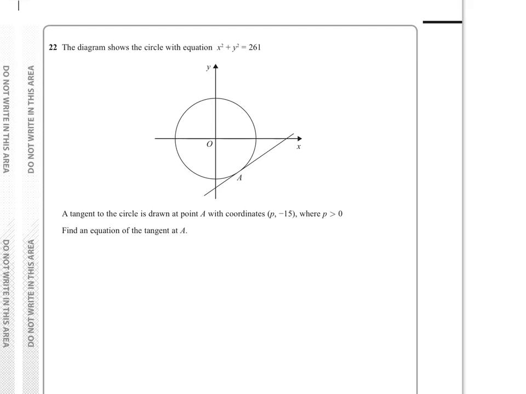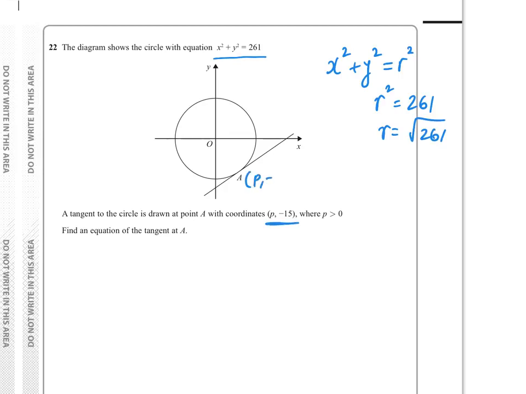Quite a difficult question, I think. There's going to be quite a few steps involved just by looking at it. We're given the formula for a circle. Now, one that's centered at the origin is x squared plus y squared is r squared, where r is the radius. So we know that r squared is going to be 261, so r is the square root of 261. Let's just get that out of the way first. We're also given that at point A, we're given the coordinate p minus 15.